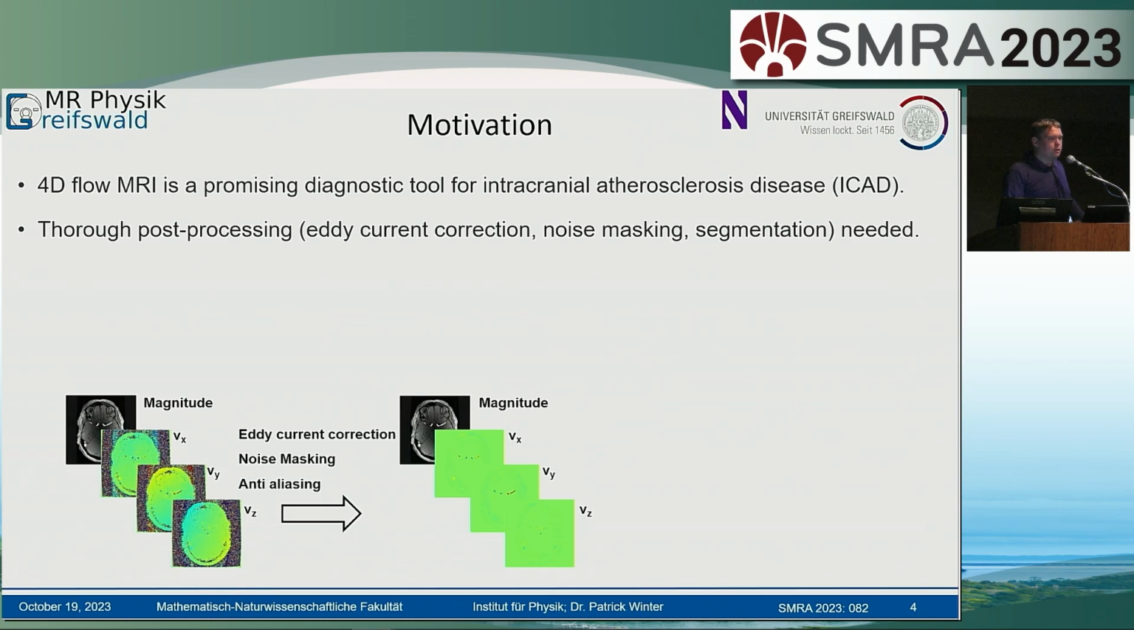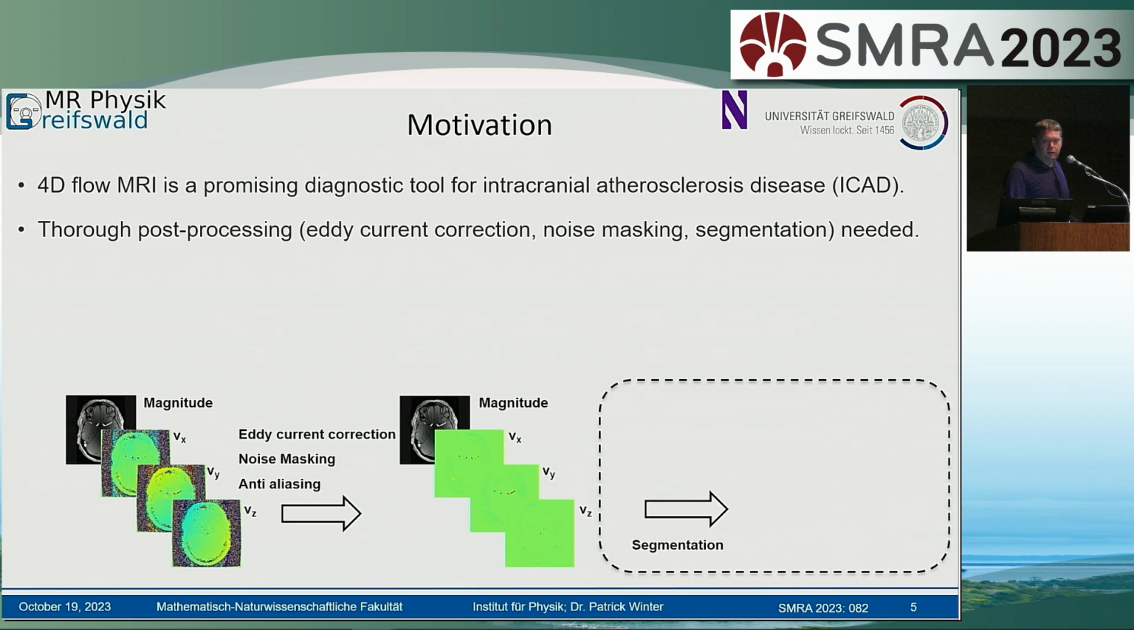Actually, Ethan Johnson yesterday had a very nice talk where he showed how all these processes can be automated. Michael Markl also talked about this in the first talk of the session. But we still have the problem: we can speed up the pre-processing, but after we have done our pre-processing, we need to apply a kind of segmentation to separate the vessels of interest from the surrounding tissue and from noise.